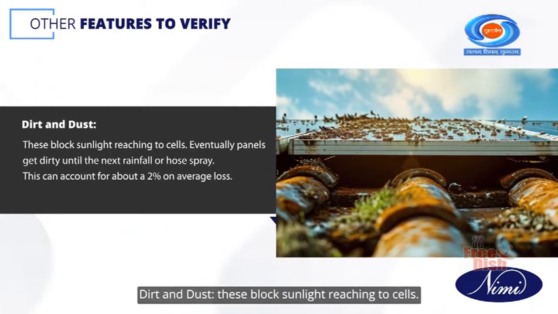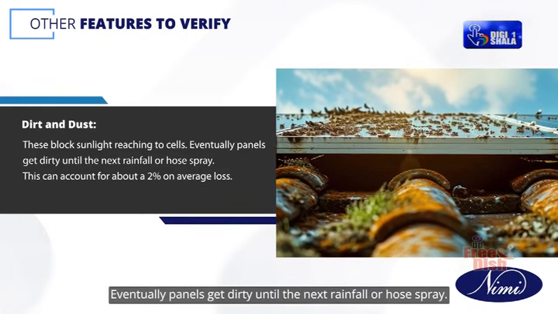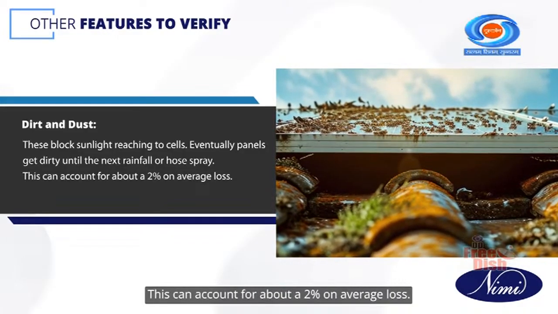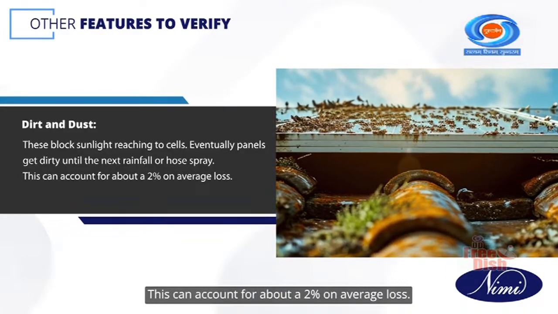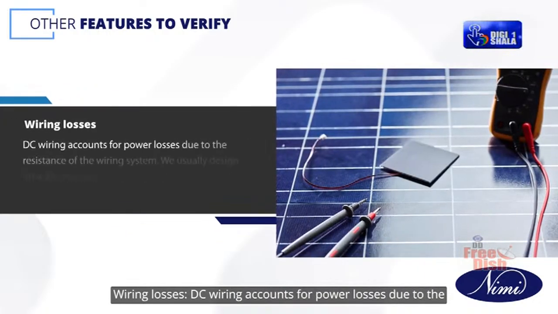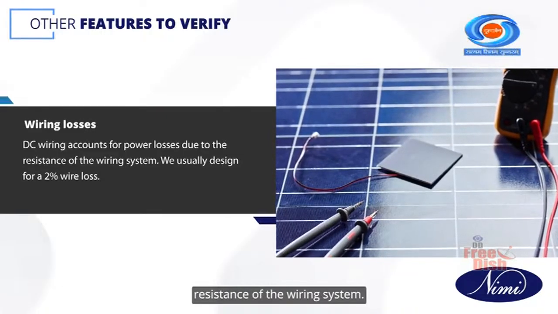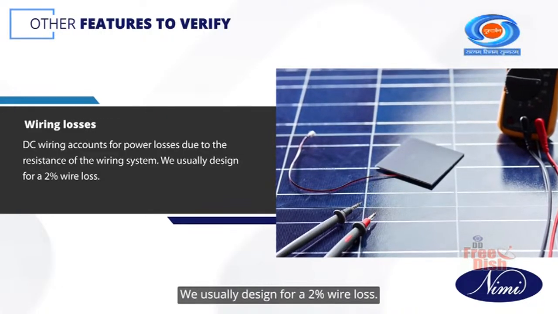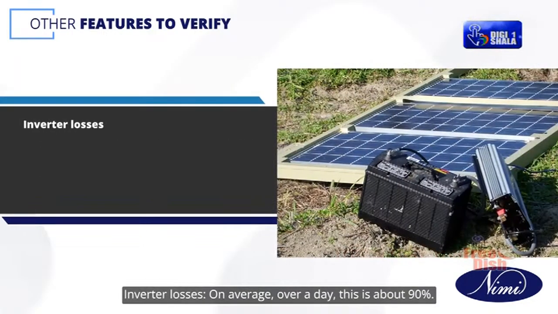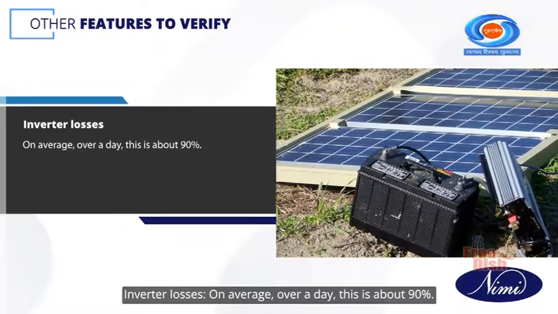Dirt and dust. These block sunlight from reaching the cells. Eventually, panels get dirty until the next rainfall or hose spray. This can account for about a 2% average loss. Wiring losses. DC wiring accounts for power losses due to the resistance of the wiring system. We usually design for a 2% wire loss. Inverter losses. On average, over a day, this is about 90%.